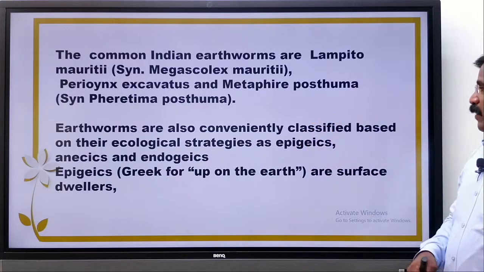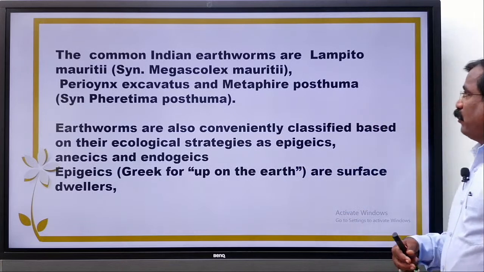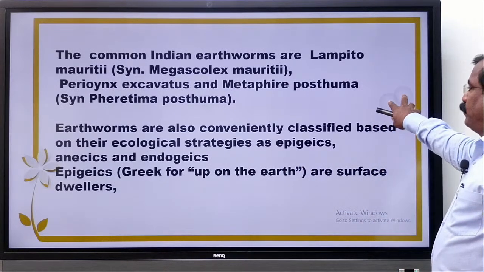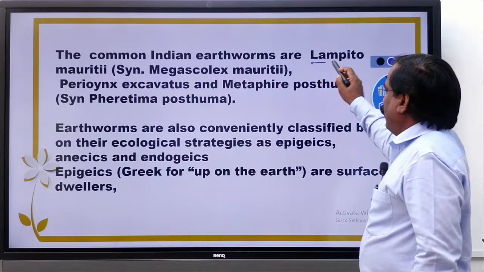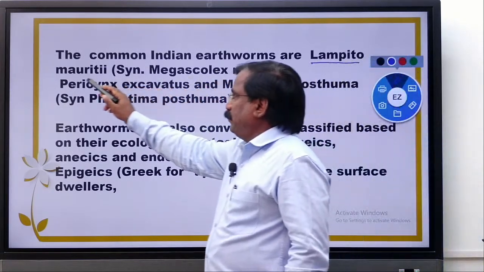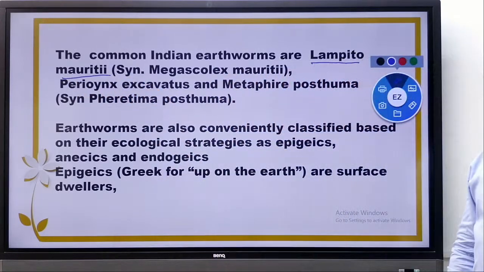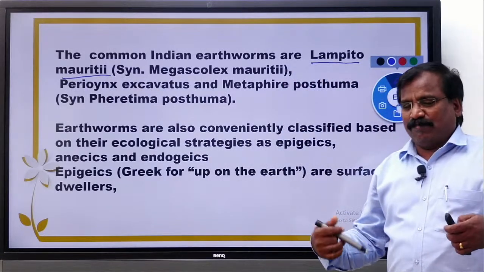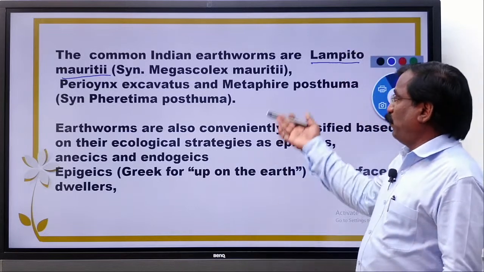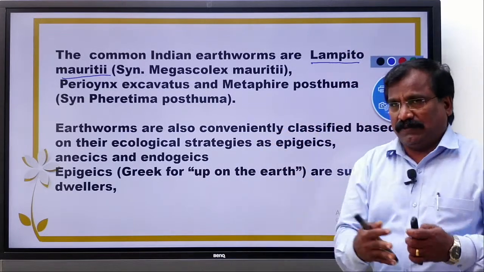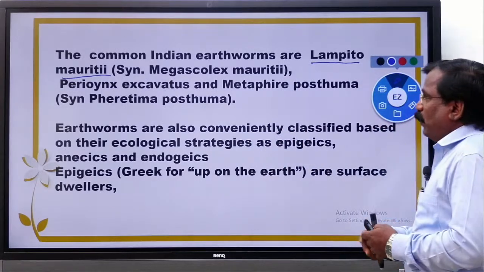And what are the common Indian earthworms? This is important. MCQ: Lampito morathi, and similar related species Megascolex morathi. Lampito morathi or Megascolex morathi, this is our Indian species.